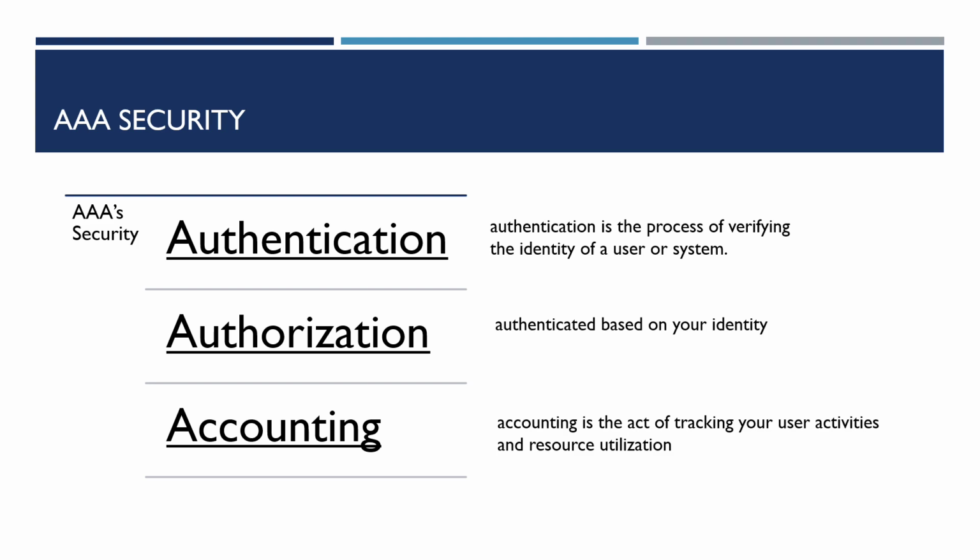Now, the third area we have is what's known as accounting. And accounting is the act of tracking your user activities and resource utilization, and typically we do this for auditing or billing purposes. So when you log into your computer, we're actually logging what you do. All those user activities on the network are being logged to be able to monitor them for unusual or unauthorized behavior, and that would be a good example of accounting.